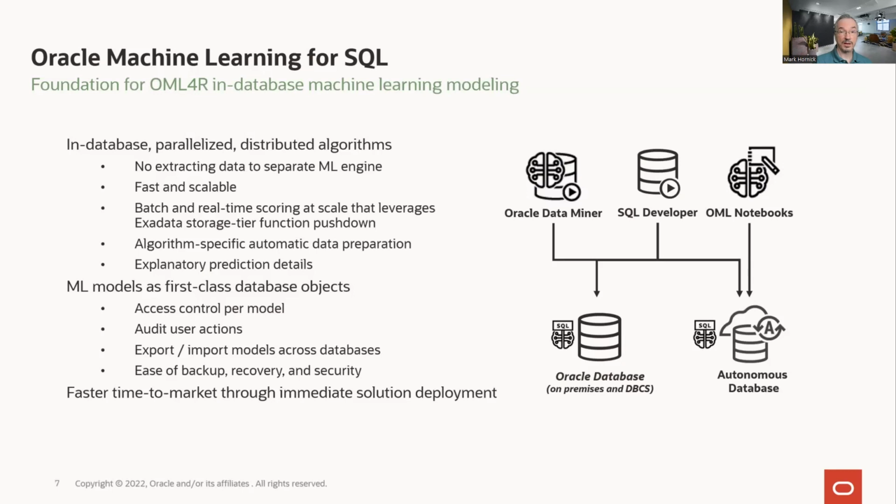In-database machine learning models are also first-class objects in the database. You can control access by granting and revoking permissions, audit user actions, and export and import machine learning models across databases. Since OML for SQL supports the R and Python interfaces, as we've noted a moment ago, OML for R and OML for Py reap the same benefits for in-database models. OML for SQL is at the core of OML's Bring the Algorithms to the Data tagline.